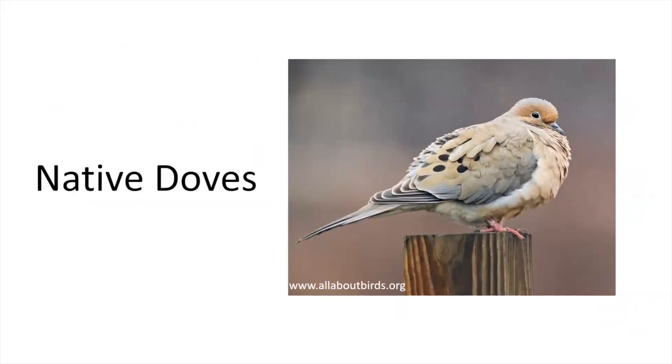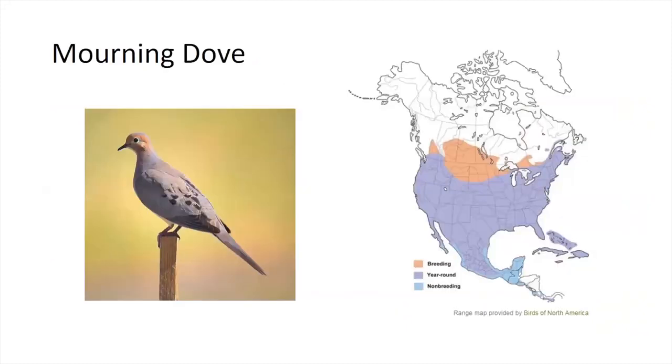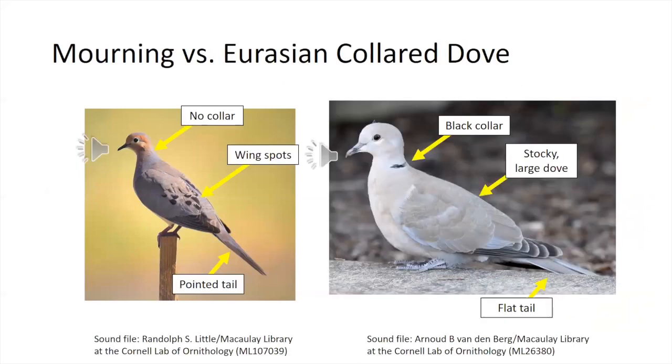Next is native doves, which we'll only talk about one today, though if you're in the Southwest, you have many options, which is the mourning dove, which is found throughout the country. The mourning dove is often confused with the Eurasian collared-dove, but the important feature to look for is that the mourning doesn't have the black collar, and the mourning has wing spots. And the mourning is just a little bit more graceful looking of a dove. They have a pointed tail, whereas the Eurasian collared-dove has a flat tail. And the mourning has a pretty thin body as opposed to this large, stocky Eurasian collared-dove.